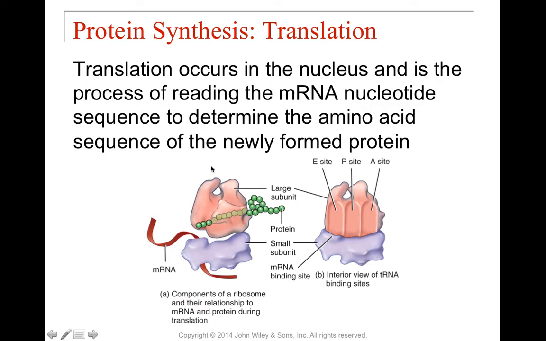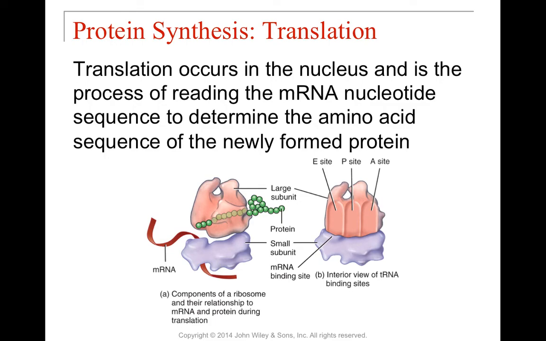Translation occurs, it says it occurs in the nucleus, but it does not occur in the nucleus. I apologize, this occurs in the cytoplasm. That's an error here. Translation occurs in the cytoplasm, and it's basically when we are taking the mRNA nucleotide sequence and using that to translate it into the protein sequence. And so here we have the large and the small ribosomal subunits. Again, these are RNA, so they are ribosomal RNA.